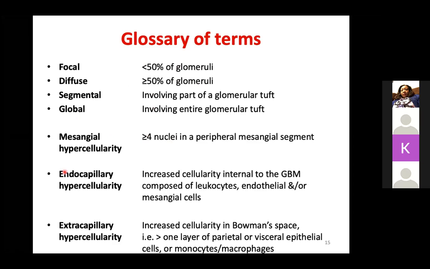Endocapillary hypercellularity is when you have an increased number of cells within the glomerular capillary membrane. These cells could be anything. It could be leukocytes, endothelial cells, or mesangial cells. I'll show you some examples.